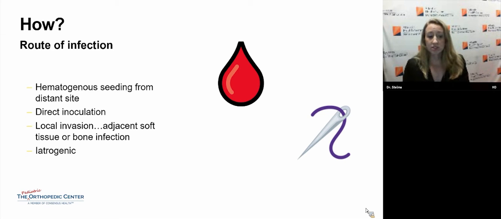Local invasion, so adjacent soft tissue or adjacent bone infection, is spread. Something could be a pyomyositis and then invade the bone. So in that local area, the degree of the infection can change. And iatrogenic, so kids that are in the hospital more have other lines for other treatments. That can be a nidus for infection as well, for things like if they need an intraosseous line, that can be a direct inoculation into the bone that's iatrogenic.